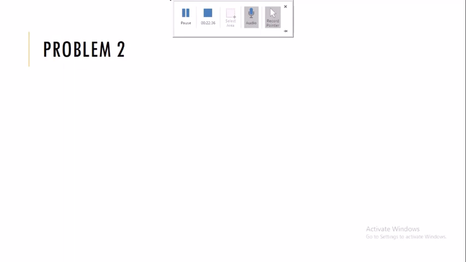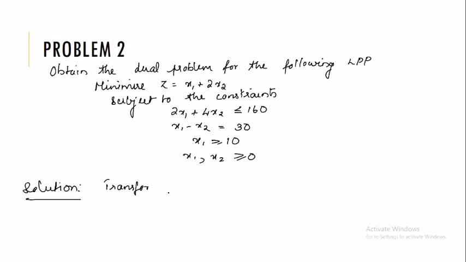Second problem. Okay, so the next problem is obtain the dual problem for the following LPP. You have to minimize z is equal to x1 plus 2x2 subject to the constraints 2x1 plus 4x2 less than or equal to 160, x1 minus x2 is equal to 30, x1 greater than or equal to 10. So here you have to transform all the less than or equal to type constraint to greater than or equal to type.